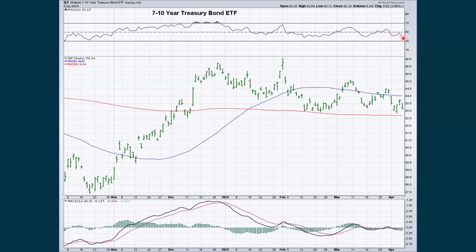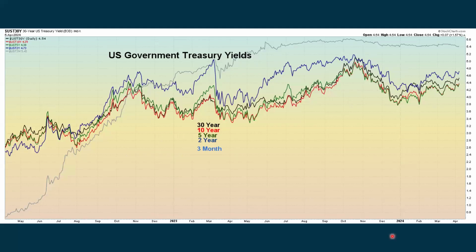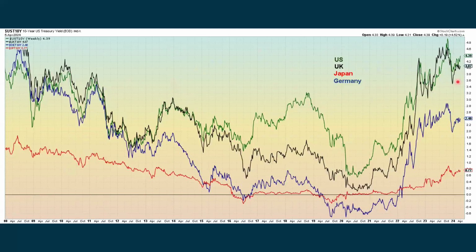We look at the price of the 7 to 10 year bond ETF. We're below 50 and declining with the RSI. We are in an uptrend, but going sideways with the trend, and we're seeing negative momentum in the shorter term. Here's a daily chart of the yields where we had been coming down. Now we're starting to go back up. Here's a weekly chart looking internationally with the US, UK, and German rates going up, and even Japanese rates were up in the latest reading.